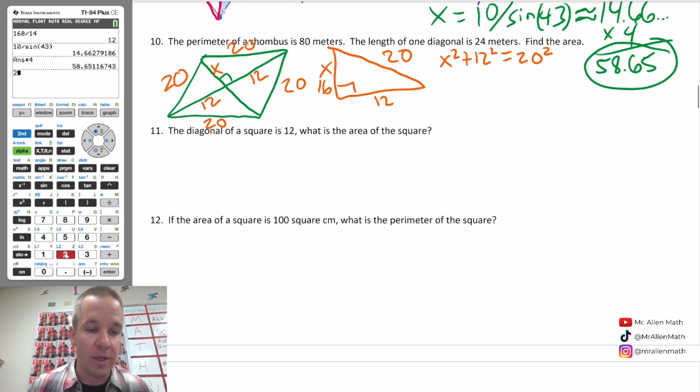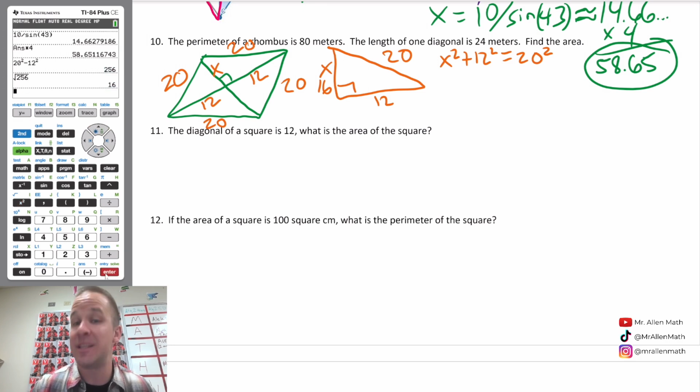So I'm going to take that 20 squared, and then I'm going to subtract that 12 squared right there. Hit enter, and we get 256. Now we'll go square root, second square root, and I can just arrow up and grab that 256 right there and hit enter, and I get 16 as we saw, right? So I get x equals 16.